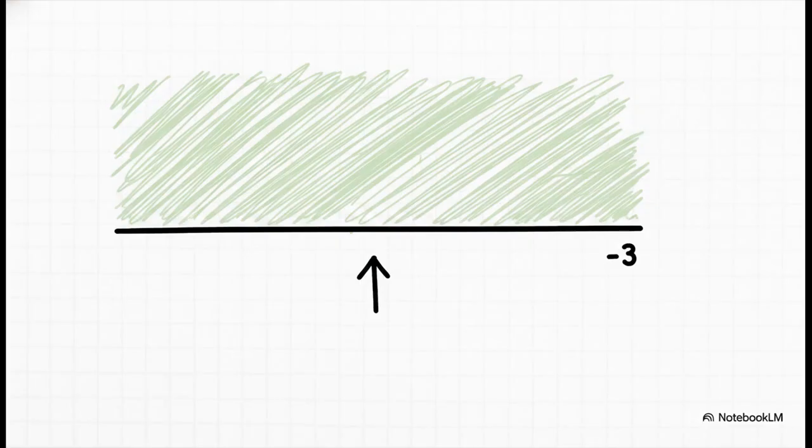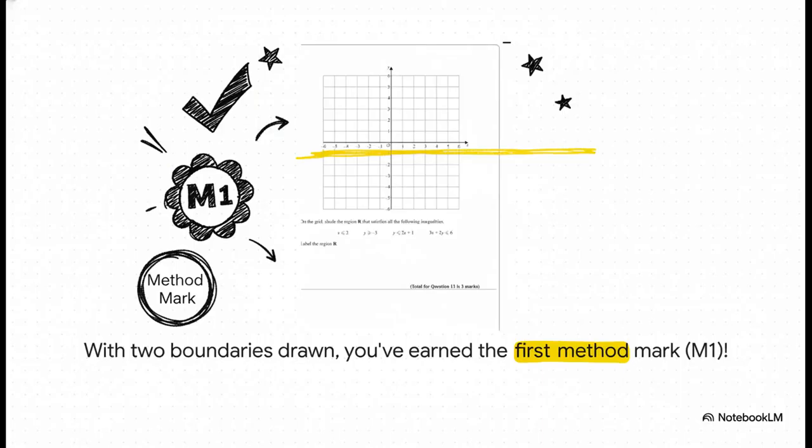Okay, next up is the second one. y is greater than or equal to -3. And I bet you can guess what this is going to look like. Yep, it's a horizontal line, this time at y equals -3. And boom, there it is. A solid horizontal line cutting through -3 on the y-axis.